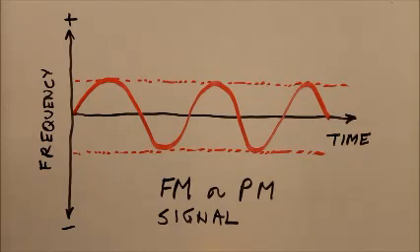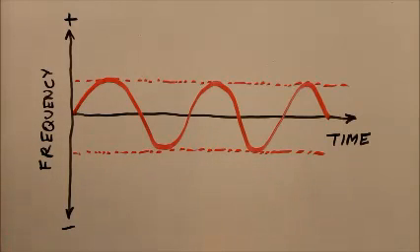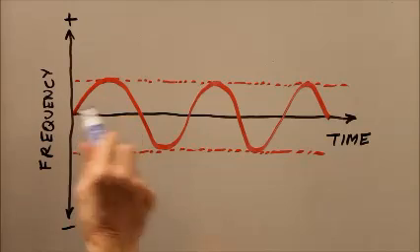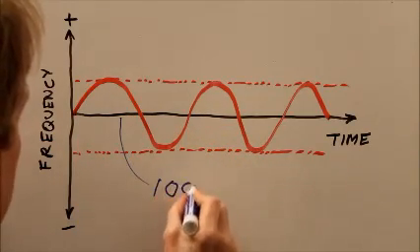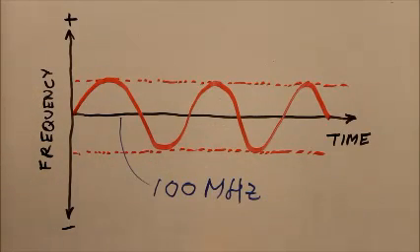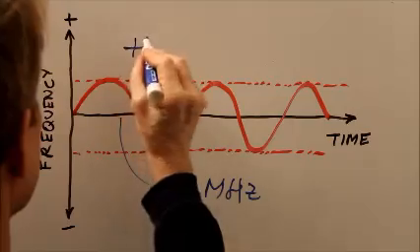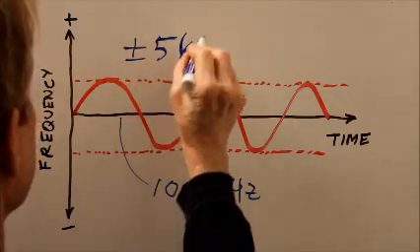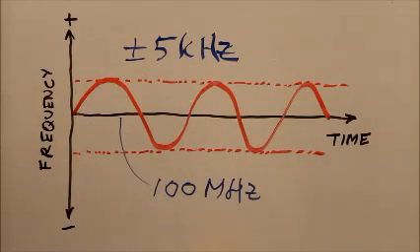Now, if we want to increase the deviation, we can multiply the frequency of the entire signal, because suppose that we start out with a frequency of 100 megahertz. Just for reference purposes, suppose that the signal increases and decreases by 5 kilohertz, plus or minus 5 kilohertz above and below the carrier frequency.